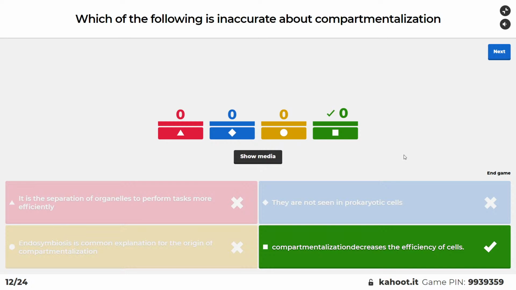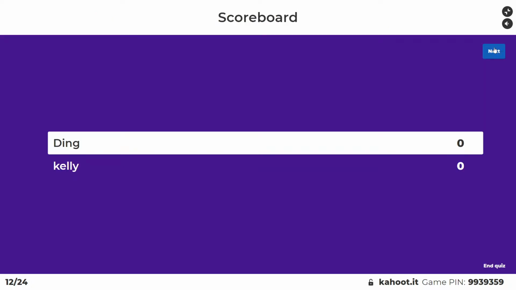Okay. So endosymbiosis is a common explanation for the origin of compartmentalization. That is correct. If you think about the mitochondria, how its genetics is different, that sort of thing. They're not seen in prokaryotic cells because prokaryotic cells are too small, and it allows the organelles to function more efficiently. All right, next question.